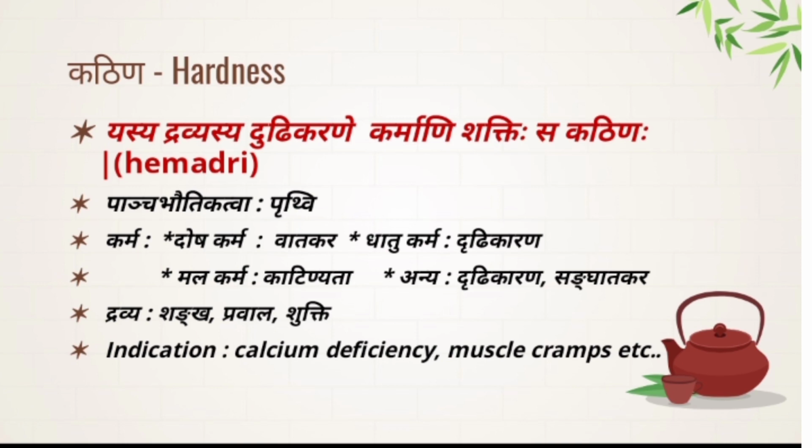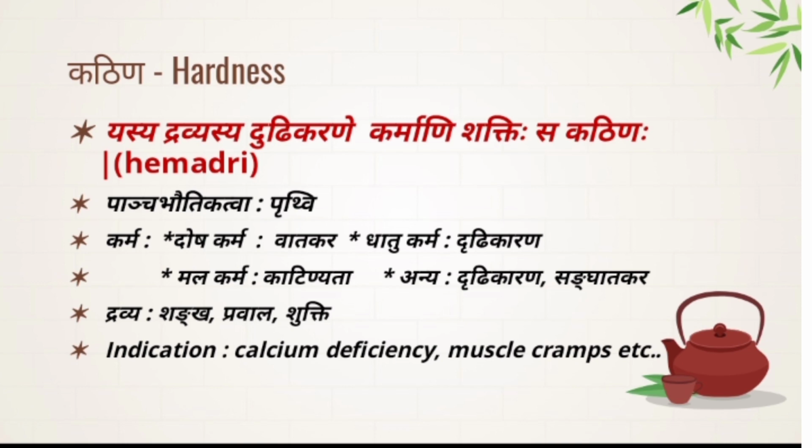And katina, hardness. Yasya dravyasya drudhikarane karmani shaktihi sa katinaha. The property which does the strengthening, which provides the strong firmness to the body, is nothing but the katina guna. Panchabhautikatva is prithvi, and dosha karma is vatakara, dhatu karma is dhatu drudhikarana and katinya karana, and mala karma is mala katinyata, it causes the constipation. Don't prescribe in an excessive manner.